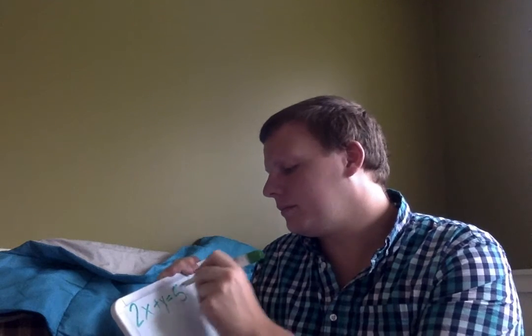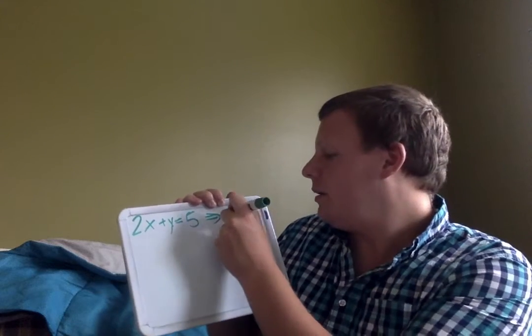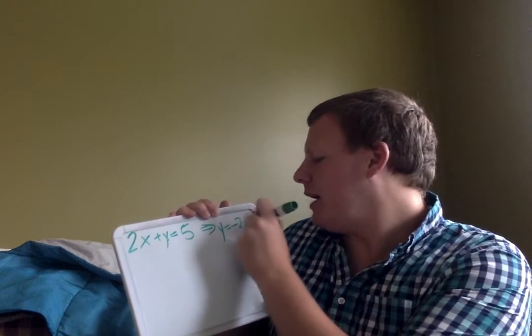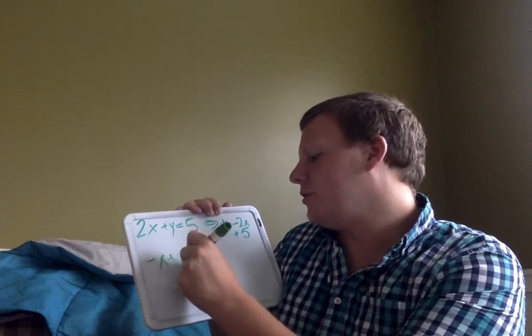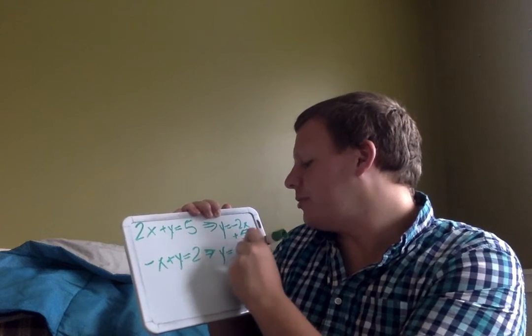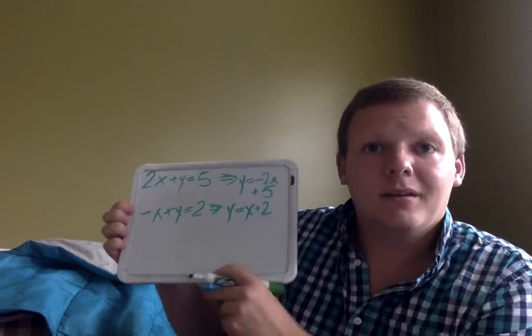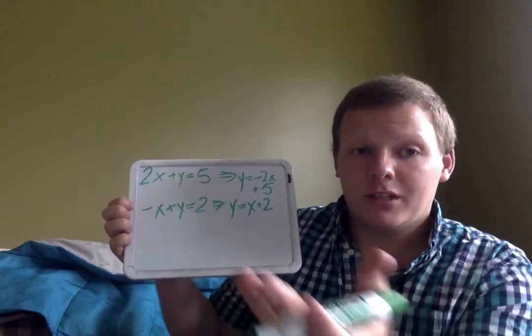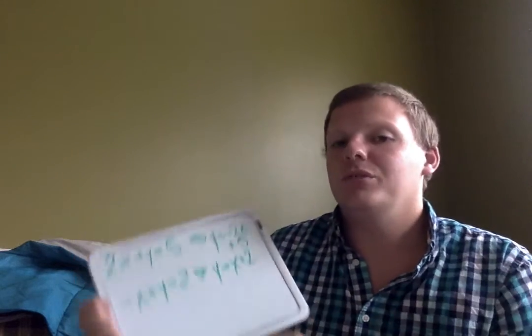Okay, let's put our equations into slope-intercept form. So we solve for y. We get y equals minus 2x plus 5. And our other equation, minus x plus y equals 2, well, that just becomes y equals x plus 2. Good job. Now we need to graph these. So take a moment on your worksheet, use the coordinate plane there, and graph these 2 equations.